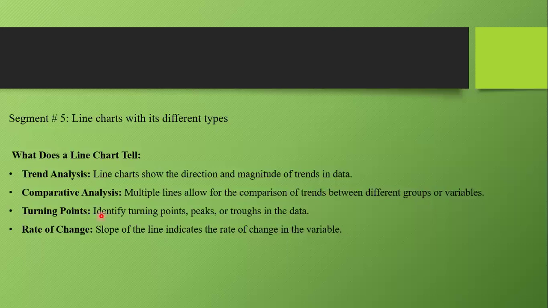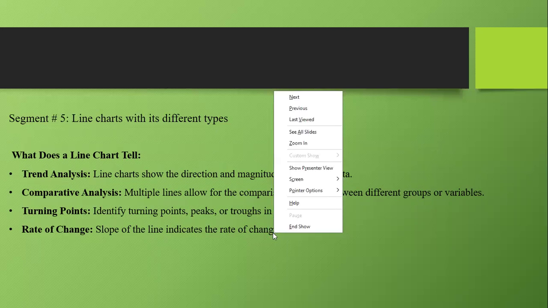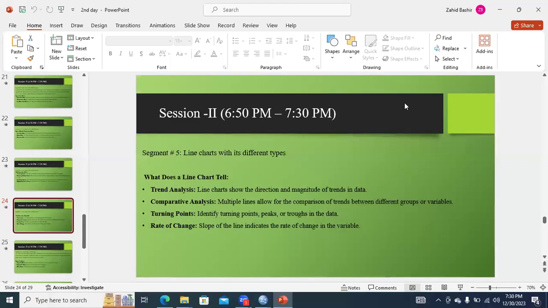And sometimes a news comes in the market, and the prices go upward. So if you want to identify the turning point of your data, you can do it. The next is rate of change. If you would like to know the slope of line indicating the rate of change in the variable, you can do it. So I would like to let you know how you can analyze your data.